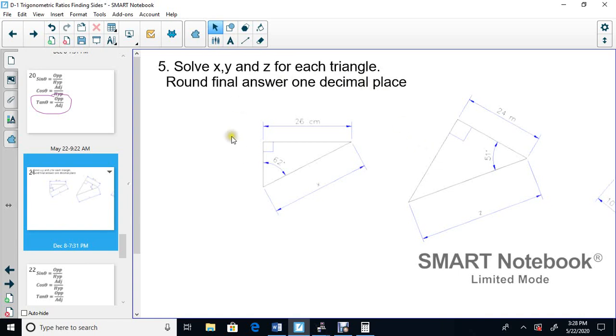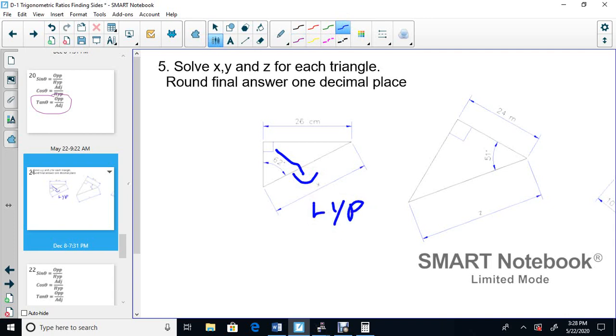We're going to do the first one of these three, the x here. We're going to start off by labeling the sides. We always label the sides. Across from the 90 degrees, this one here, is known as the hypotenuse, HYP. Across from the angle, that's the opposite. Beside the angle here, right here, is the adjacent.